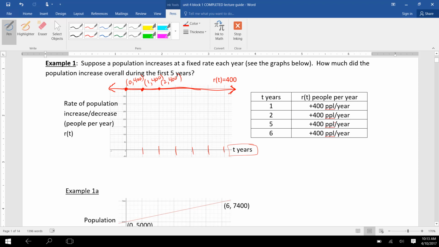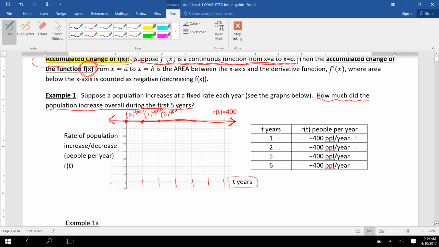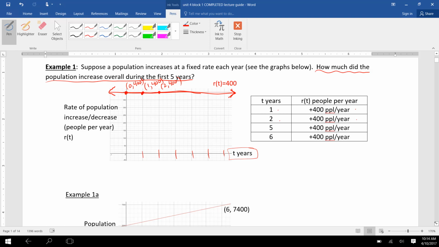I've also given an input-output table with some of the points on the rate function. At 1 year, 400 people per year. At 2 years, 400 people per year, and so forth. So the question is, given this rate function information, I want to know how much did the population increase overall during the first 5 years? Again, what I'm asking for here is accumulated change in the population function. Total accumulated change during the first 5 years.